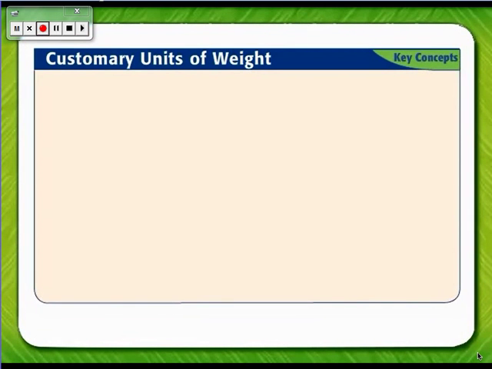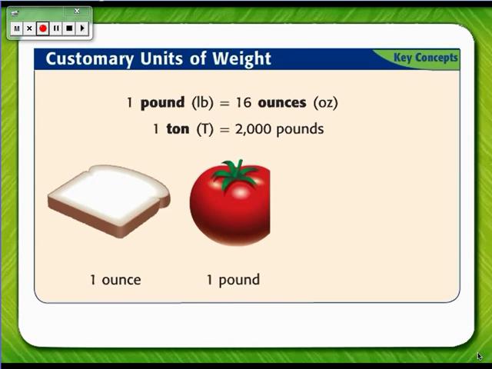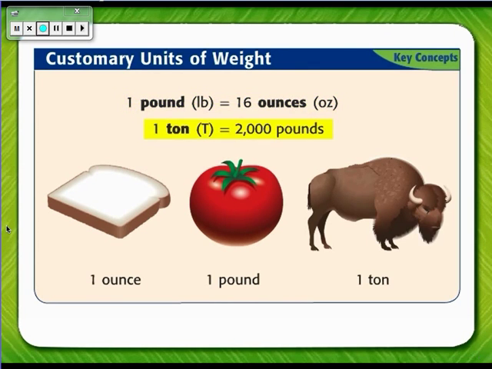Before we solve this problem, let's explore the concept of weight. Weight is a measure of how heavy an object is. Customary units of weight are ounce, pound, and ton. A slice of bread weighs about 1 ounce, and a tomato may weigh about 1 pound. 1 pound is equal to 16 ounces. A typical buffalo weighs about 1 ton, which is equal to about 2,000 pounds.